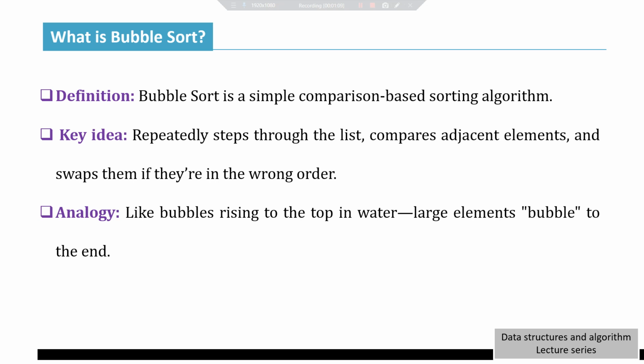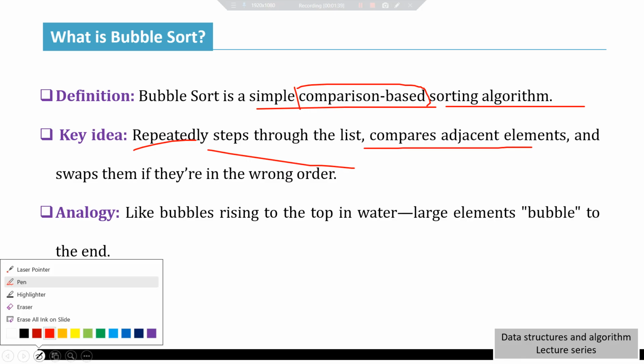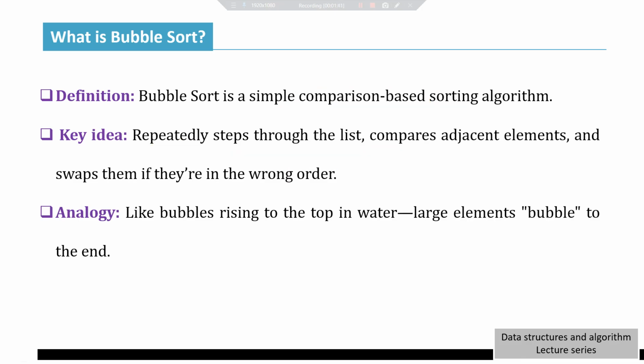So what exactly is bubble sort? It is a simple comparison based sorting algorithm. This word is very important: it is a comparison based sorting algorithm. The key idea is that it repeatedly steps through the list, compares adjacent elements and swaps them if they are in the wrong order. Depending on our need, ascending or descending, it sorts the array or any data structure.